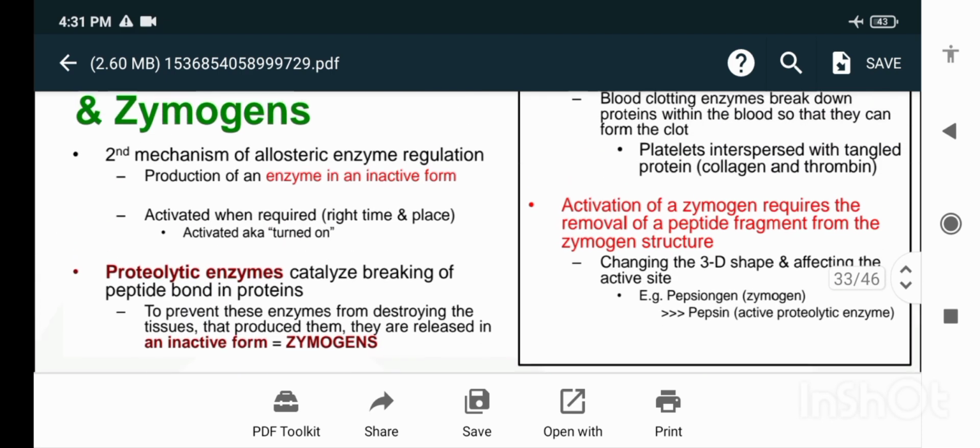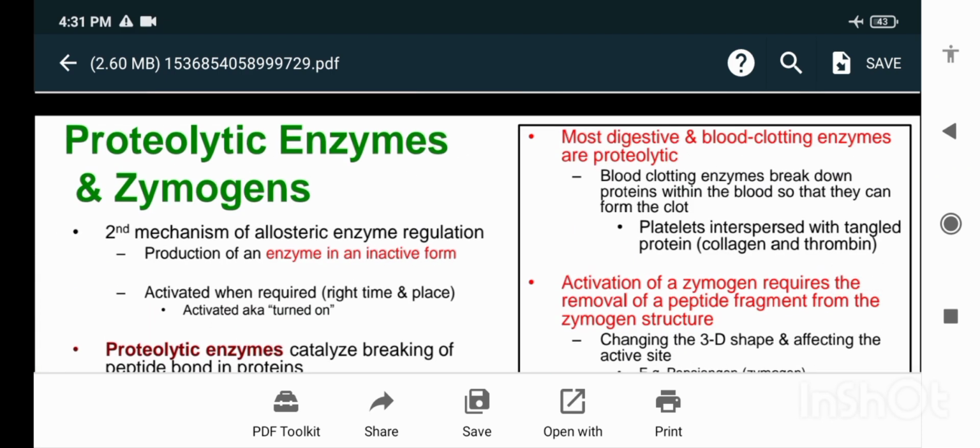Zymogens. Most digestive and blood clotting enzymes are proteolytic. Blood clotting enzymes break down the proteins within the blood so that they can form the clot.